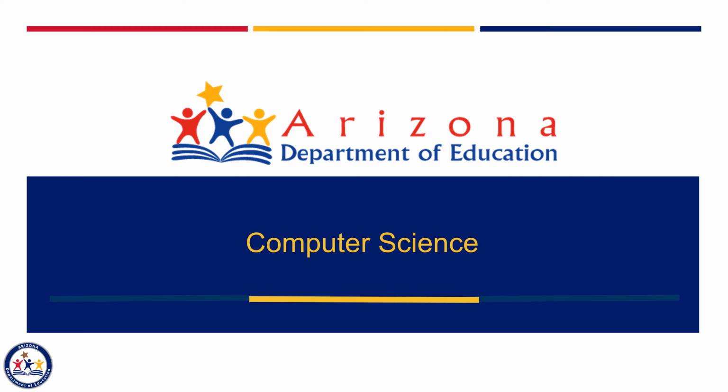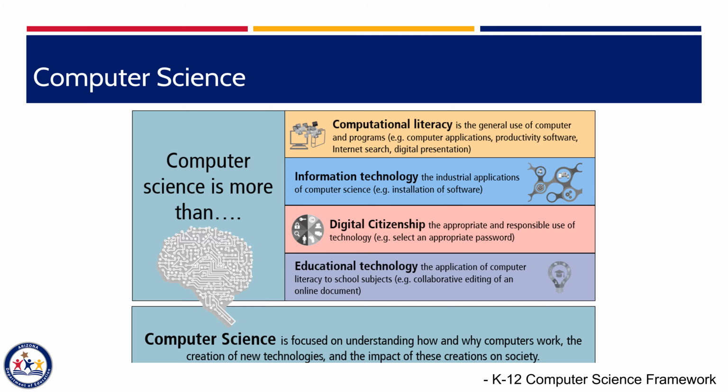that support computer science. Computer science combines the fields of computational literacy, information technology, digital citizenship, and educational technology. However, computer science is more than these individual parts and extends these fields to focus on understanding not only how, but why computers work. These important subjects support computer science, but they are not computer science. Common misconceptions about computer science pose serious challenges to offering high-quality computer science experiences for all students. The differences and relationships among these fields within computer science will be described in this video.